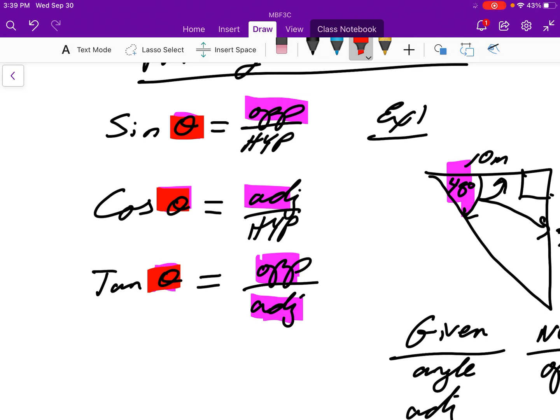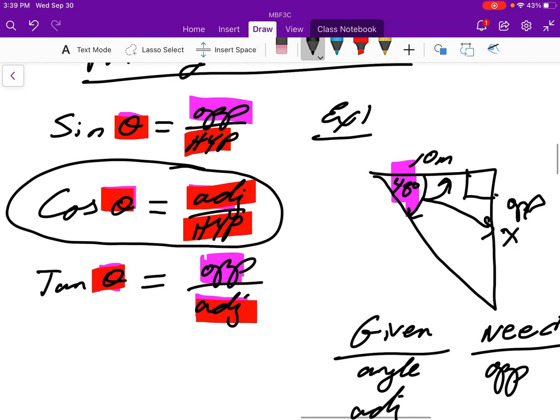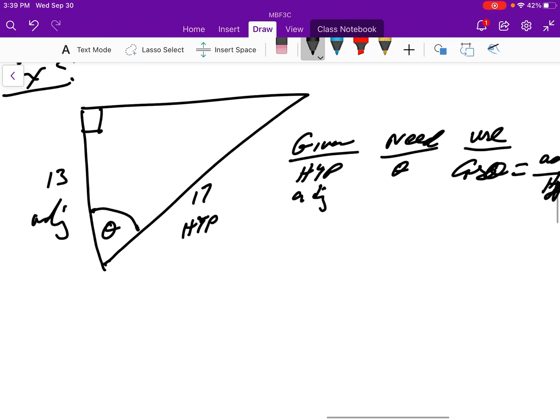Do we have the opposite? No, we have the hypotenuse. Do we have the adjacent? Yes, and the hypotenuse. Well, look, there it is right there. Okay, the only one that we have all three filled out for, what we need in this situation, is cos. So that's an idea of how we can figure out what we're going to use. So in this case, we're going to use the cos of the angle itself because that is the adjacent over the hypotenuse. Okay, so we say cos theta equals adjacent over hypotenuse.